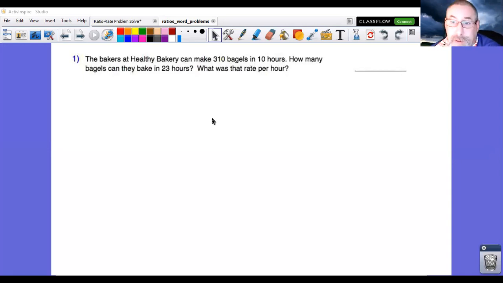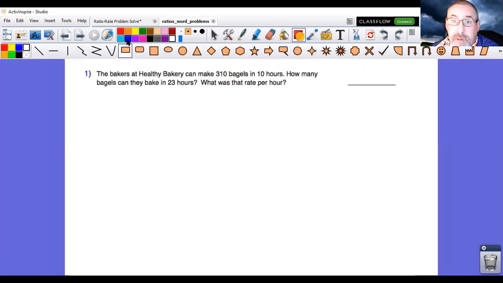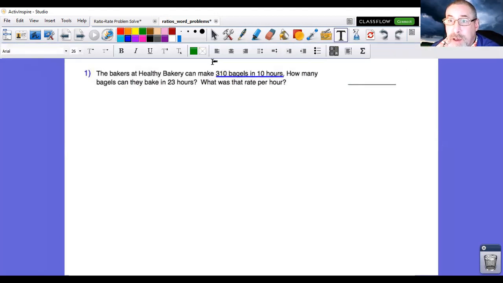The bakers at Healthy Bakery can make 310 bagels in 10 hours. How many bagels can they bake in 23 hours? What was the rate per hour? So we have some key pieces here. I'm going to go ahead and do some annotations. So here we have this is bagels in 10 hours. That is our initial rate ratio.